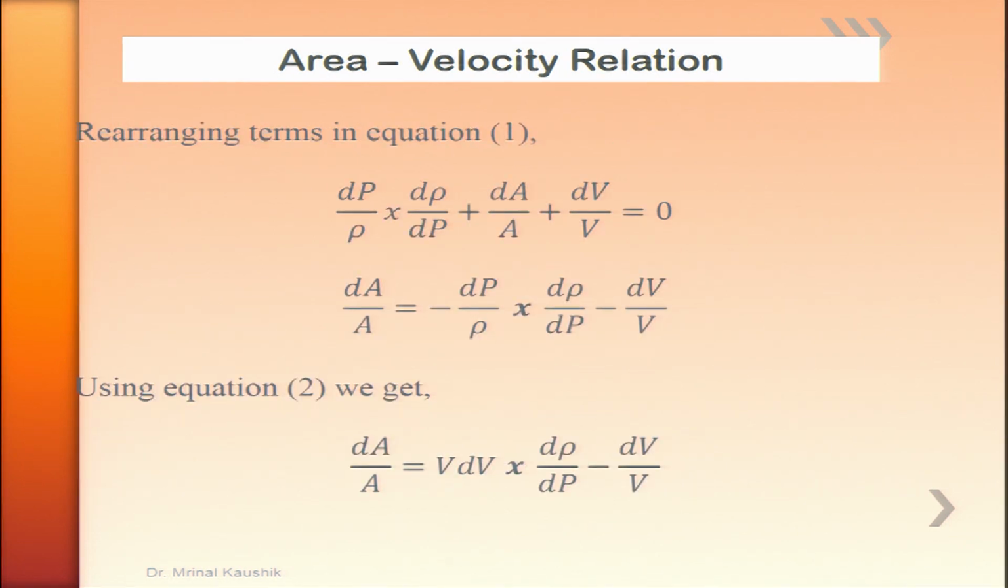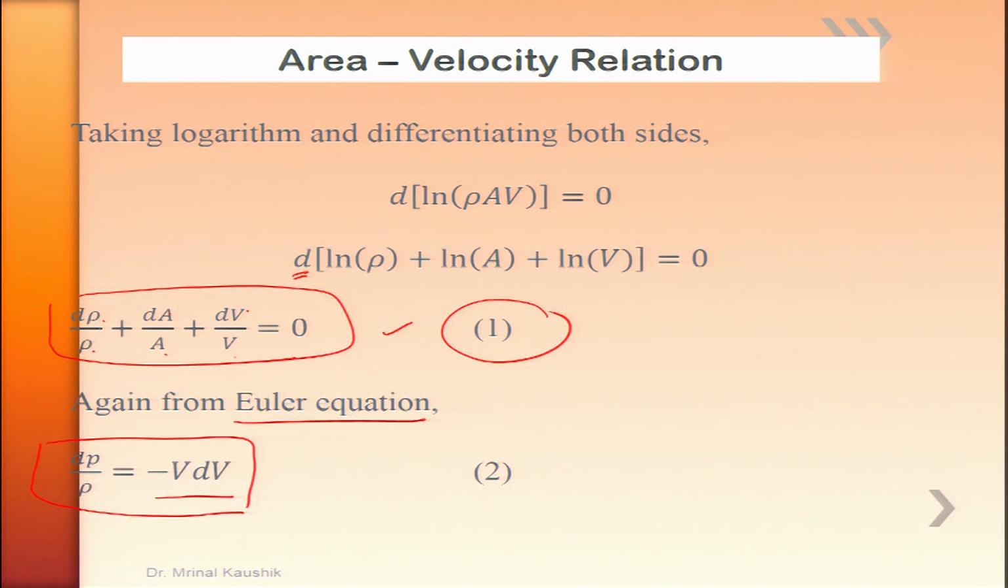Now, considering the first equation, dP by rho, I am trying to utilize the momentum equation. How can we do that? Since this is dP by rho and the first term is d rho by rho, we have to algebraically manipulate equation number 1.